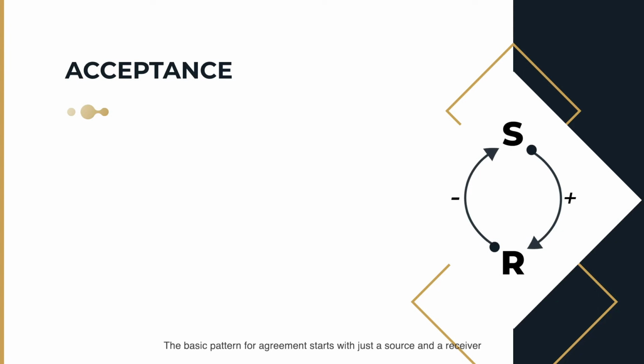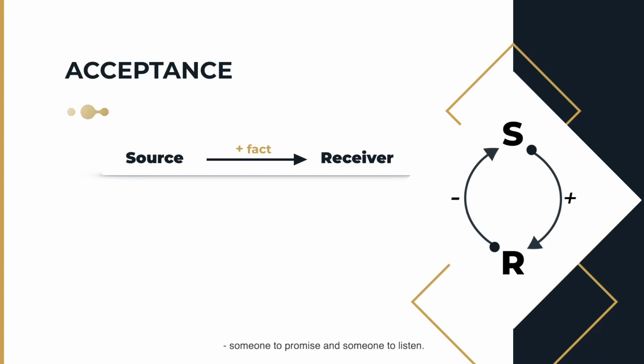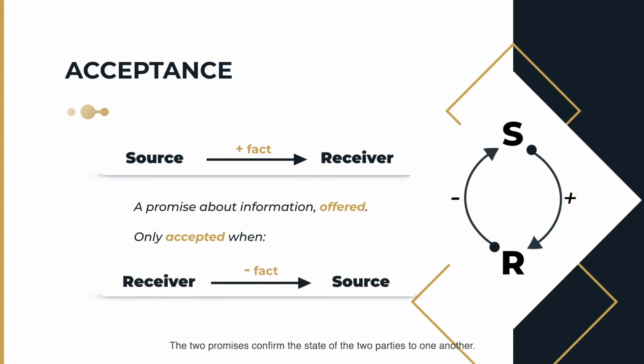The basic pattern for agreement starts with just a source and a receiver, or promiser and promisee, for the plus offer promise. Someone to promise and someone to listen. The source or sender promises a fact, plus. For example, my name is Mark, 2 + 2 = 4, and so on. Promising a fact is the intent to offer knowledge from the sender to the receiver. It's then up to the receiver to promise to accept the promised fact with a minus promise. The two promises confirm the state of the two parties to one another.